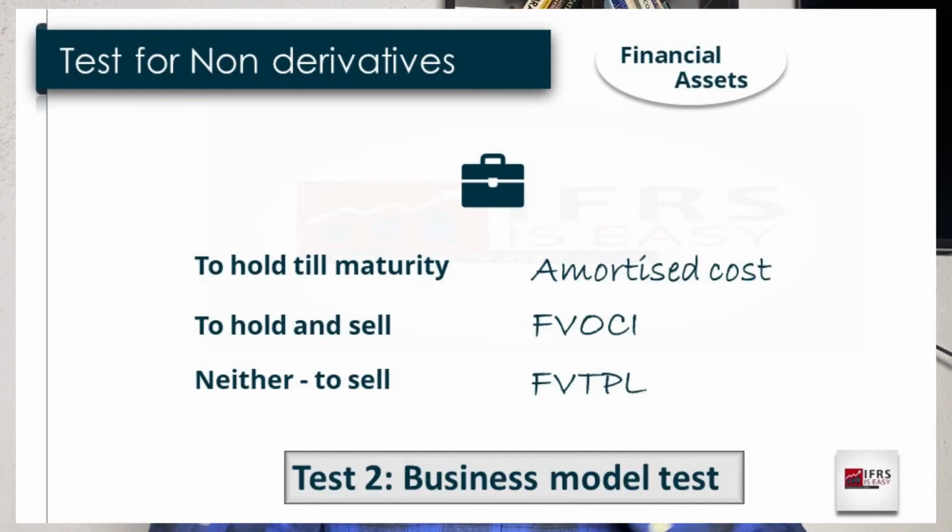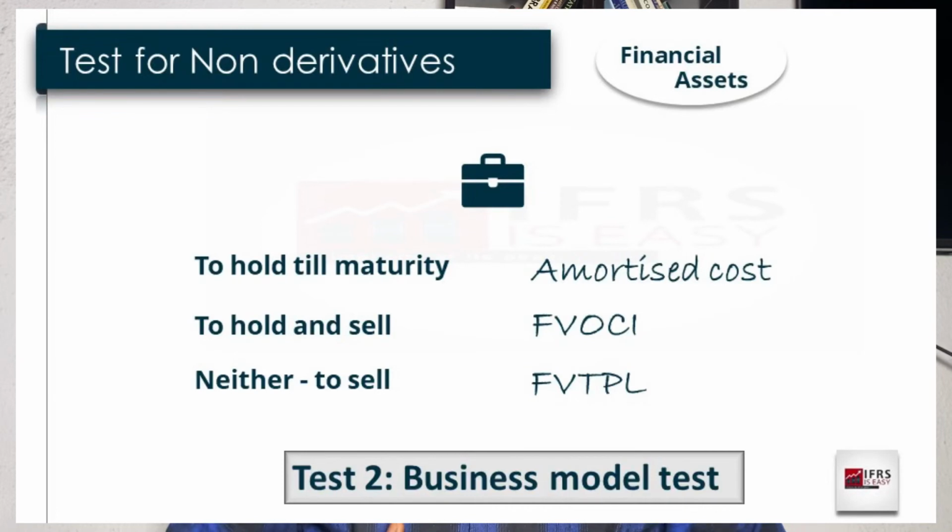Now, let's say that it has passed the SPPI test because it follows a basic lending arrangement. Now, we'll move it down to the business model test. What the business model test does is look at the financial asset not by its characteristics, but by the way the business actually manages its financial assets. That is, the company's intention for holding those financial assets. Why are they holding the financial asset?